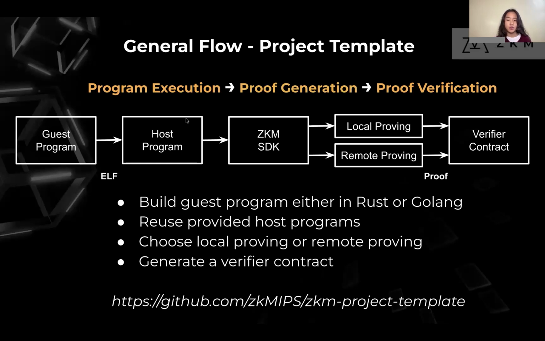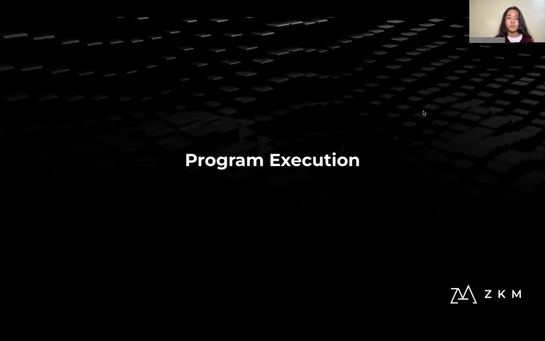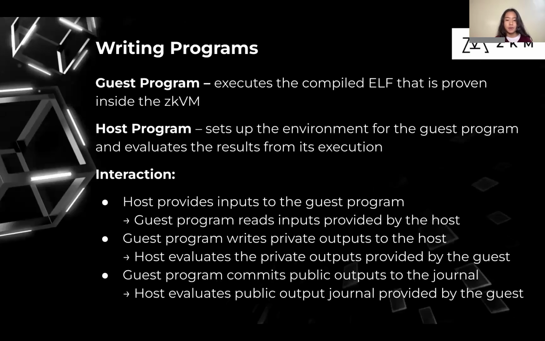And that process encodes these three main stages that we saw previously in part one of this two-part series. So that includes our program execution, the proof generation, and the proof verification. Now, going into some more details for the first stage of the program execution, our first step is writing the programs. So for our ZKVM, we have both a guest program and a host program.